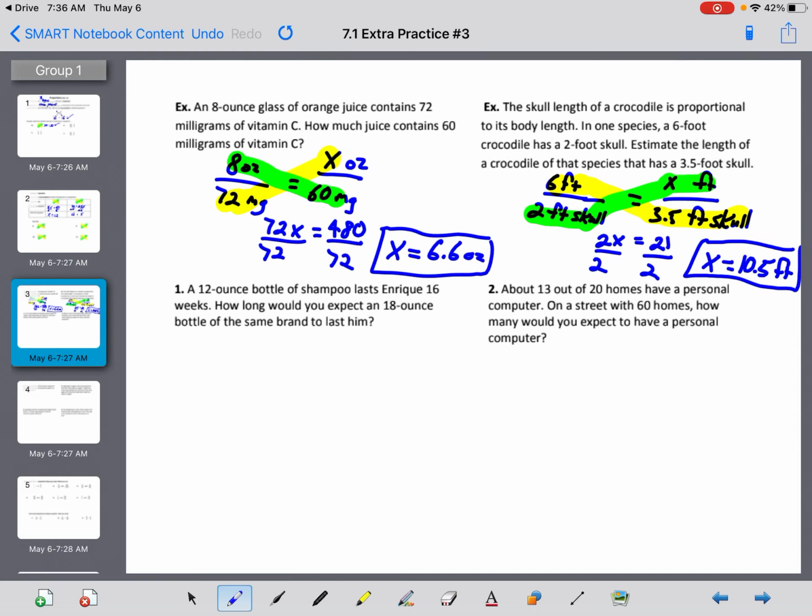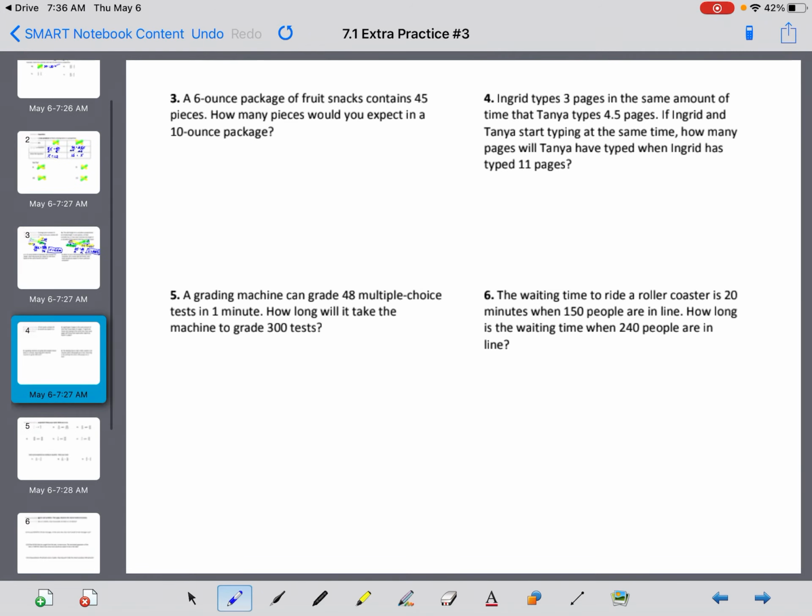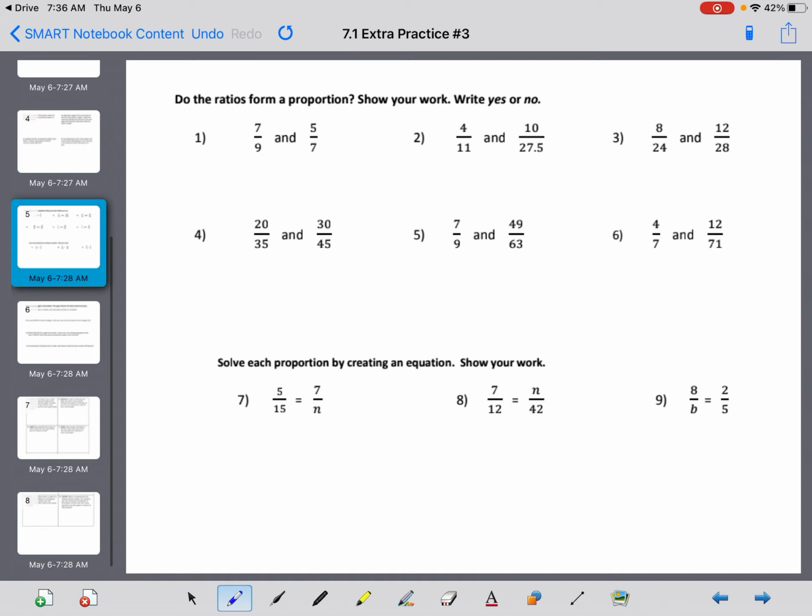Okay, so you have 6 more word problems here. Get working on those, and I'm going to show you the next section. Does the ratio form a proportion? Show your work, yes or no. Well, again, all you have to do here is cross multiply. 9 times 5 is 45, and 7 times 7 is 49. These do not equal. Okay, so this is not a proportion.